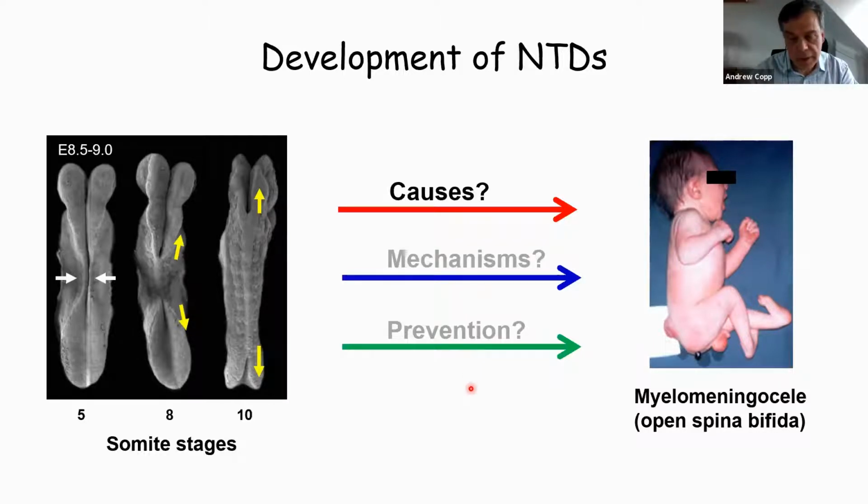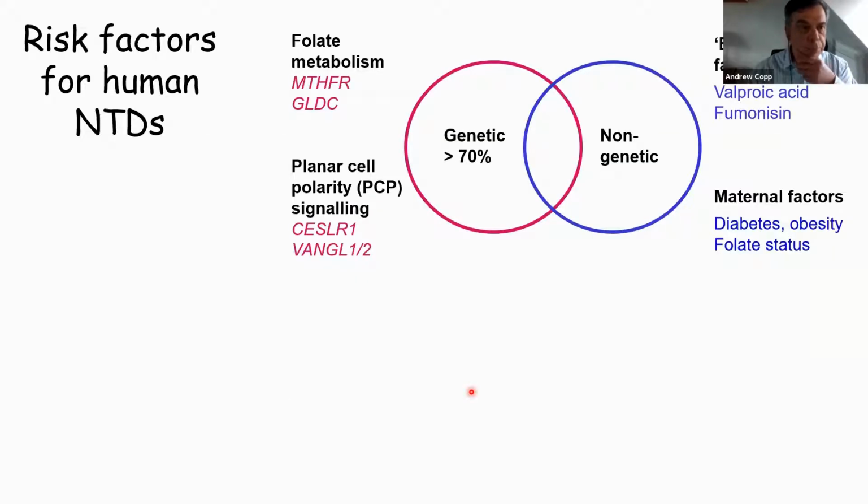So I'm going to deal with each of these, but first of all, here's something about the causation. So risk factors for human NTDs, as you all know, this is a multifactorial set of conditions in which genetic factors and non-genetic factors interact. Probably most cases in reality have both of those influences happening at the same time. In terms of environmental factors, there's a small number that are well recognized: valproic acid, the anticonvulsant; fumonisin, which is a fungal toxin that's been strongly causally associated with neural tube defects. And then maternal factors such as types 1 and 2 diabetes and alterations in folate status are known.